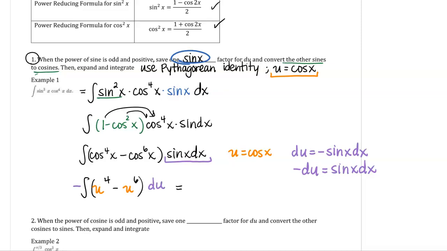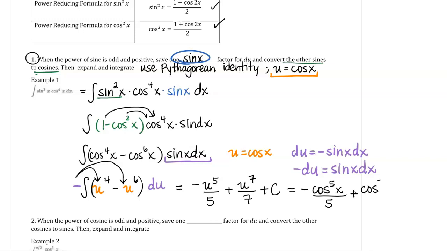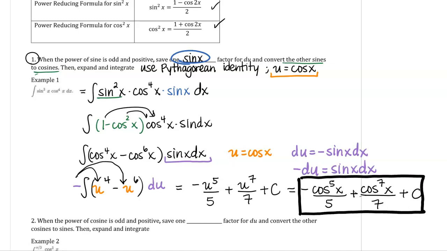Now when we integrate that, we're going to have a negative u to the 5th over 5 plus, so I'm distributing this negative. The first term will become negative, the second term will become positive. Increase your exponent by 1 and divide by your new exponent. And then I'll add my constant c. The last thing I'm going to do is go back into this expression and substitute back in what u is. That gives us negative cosine to the 5th x over 5 plus cosine to the 7th x over 7 plus c as our final answer.